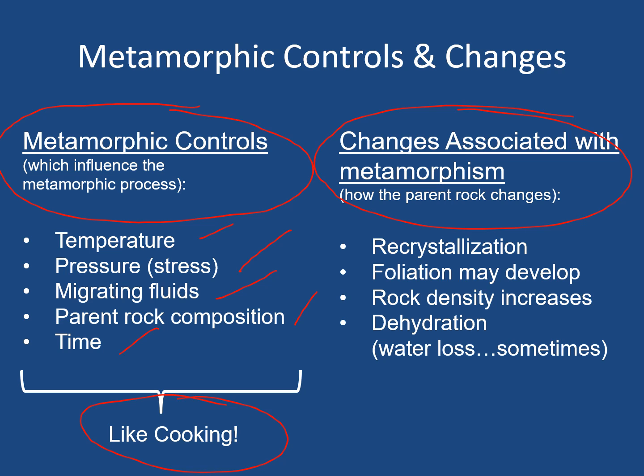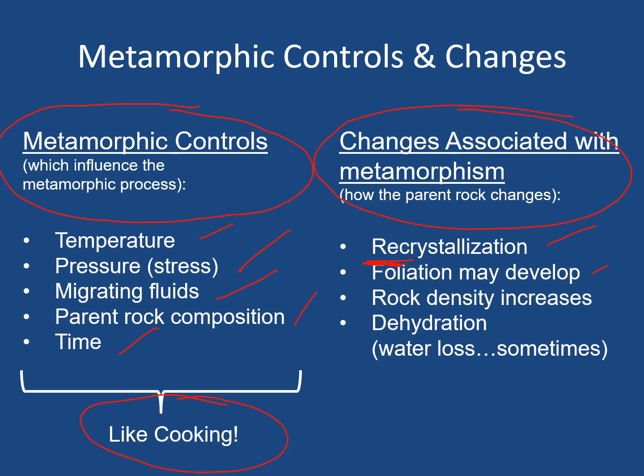Okay, when it comes to the changes associated with metamorphism, we've mentioned recrystallization in the last slide. A lot of times what happens inside the rock in the solid state, so the rock isn't melting, is that pre-existing minerals are destroyed and new minerals grow. So we're not creating entirely new minerals that weren't there before. We're actually recrystallizing new minerals by destroying old minerals.